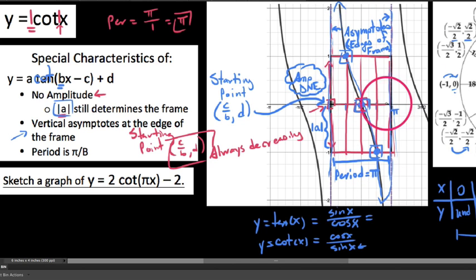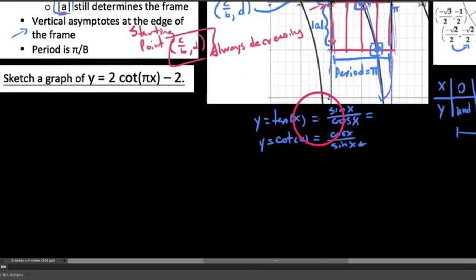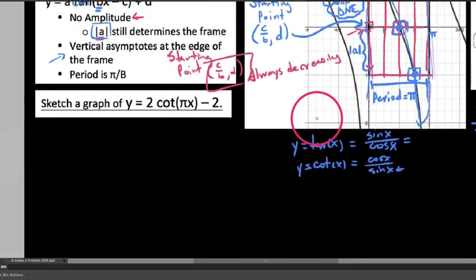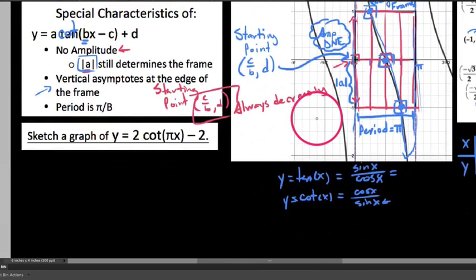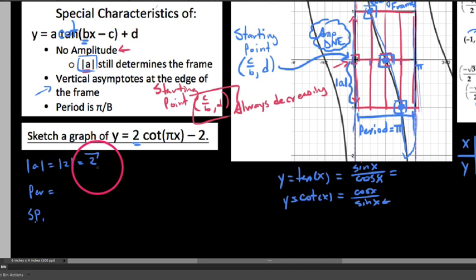So with respect to creating a sketch of, say, a cotangent graph here, let me just readjust here. With our graph of y equals a cotangent bx minus c plus d, what we're going to do is we're going to determine the absolute value of A, the period length, and then the starting point of our frame. So let's start with the absolute value of A. Now in this case our A value appears to be 2, so we say the absolute value of A in this case is 2. That is not the amplitude.